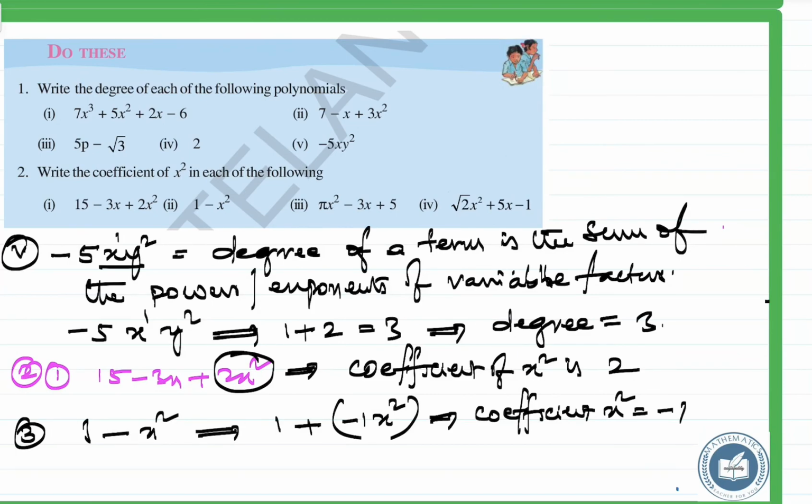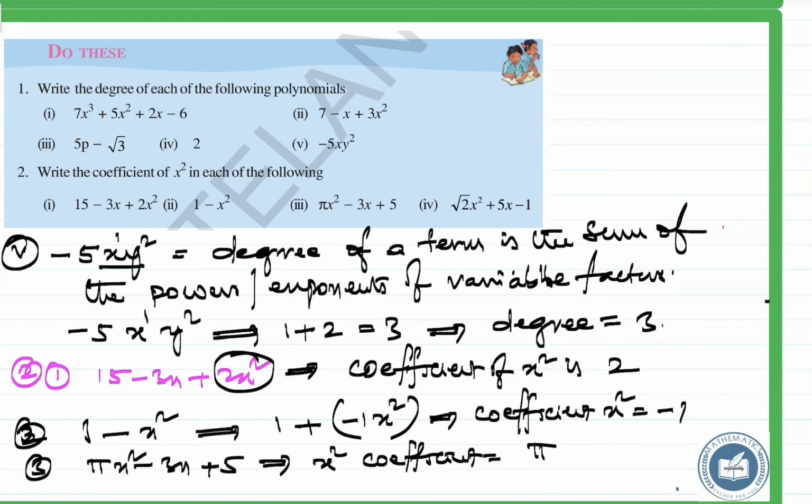Next, the third one, pi x square minus 3x plus 5. Here the x square coefficient is equal to pi, meaning 22 by 7. Next, the fourth one, root 2 x square plus 5x minus 1, and the x square coefficient here is equal to root 2. That is the coefficient of x square.